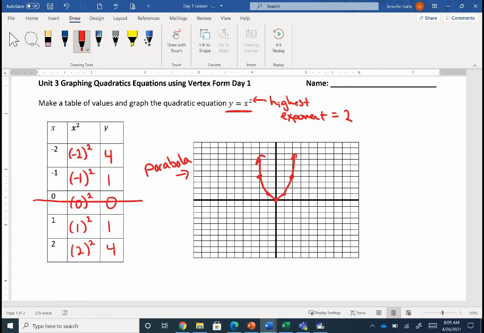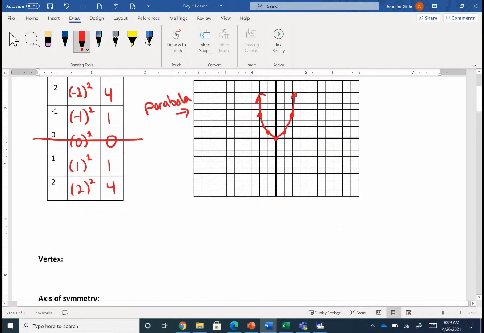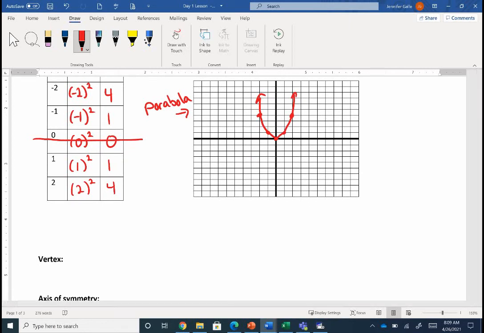So what I want to do to start today is just introduce you to some of the features of this graph, and then we're going to spend some time graphing a few and getting used to those transformations of the graph. So just a few things about this graph. The first part of this graph that we're always going to pick out to graph is called the vertex. The vertex is the point. Go ahead and label it on here.